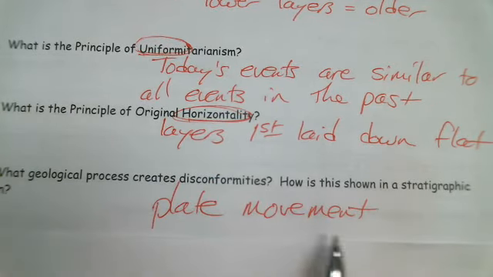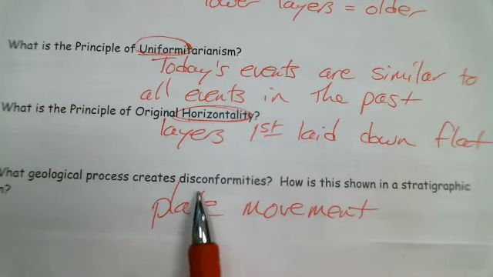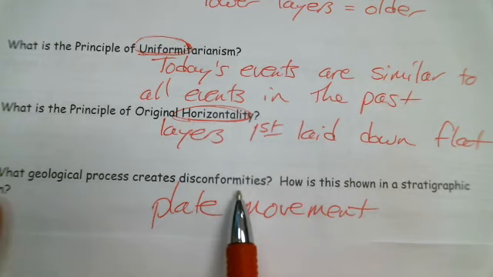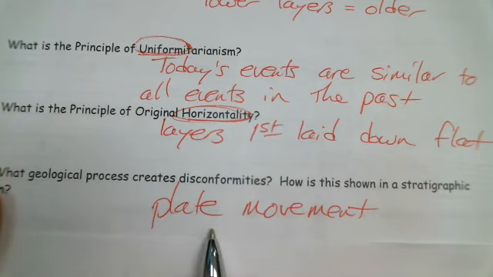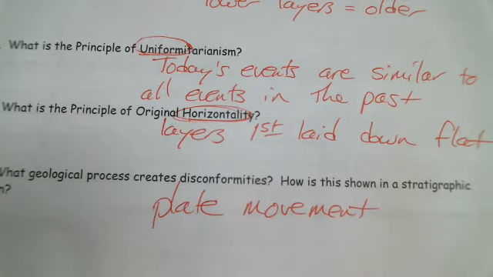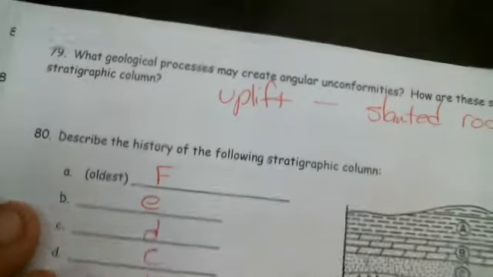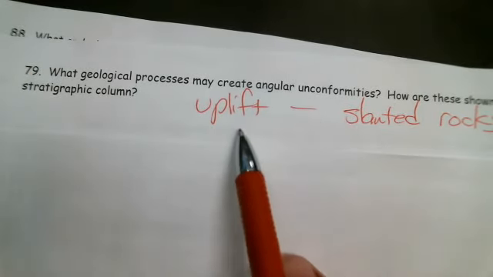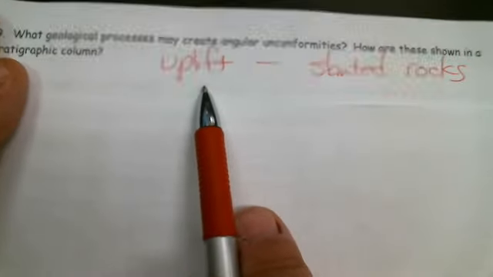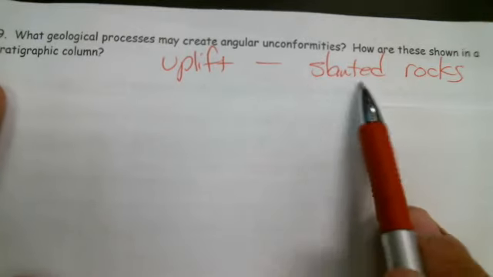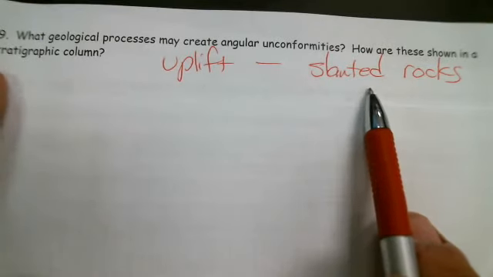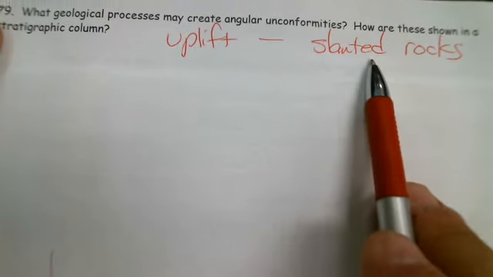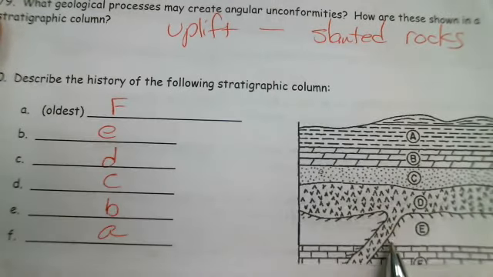Number 78. Disconformities, those are things like faults and the bending of rock layers, happens because of the tectonic plate movement. Number 79. Angular unconformities happen because of uplift. That's the plate tectonics lifting up on rocks, and that happens to form slanted rocks in our diagrams.